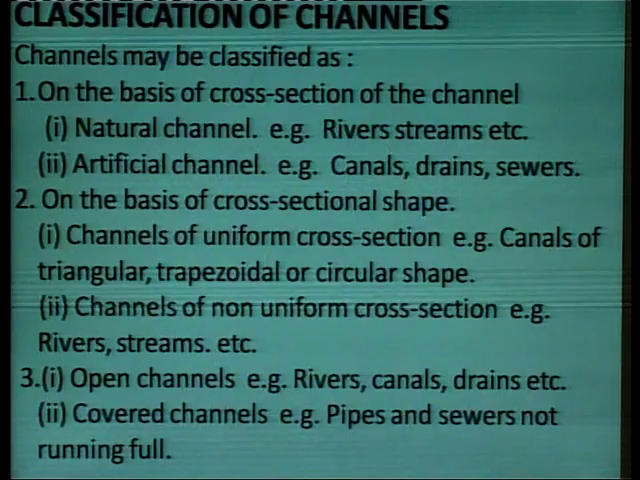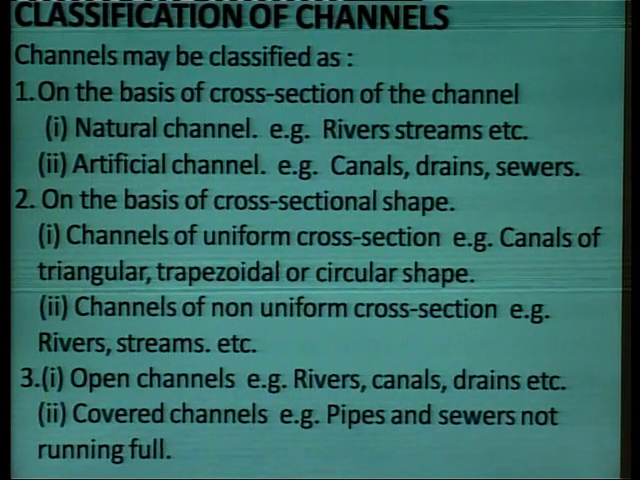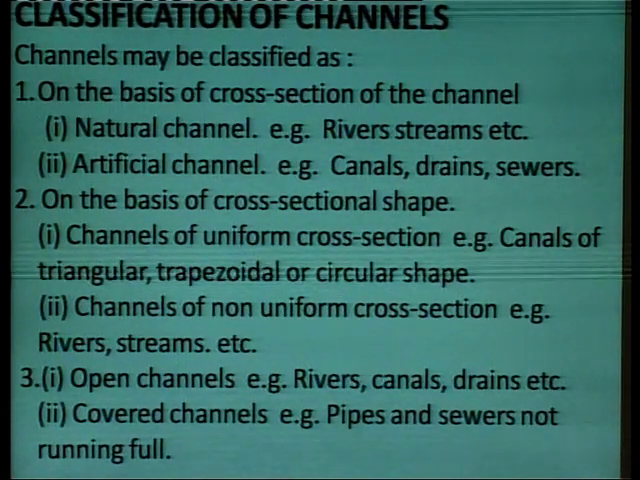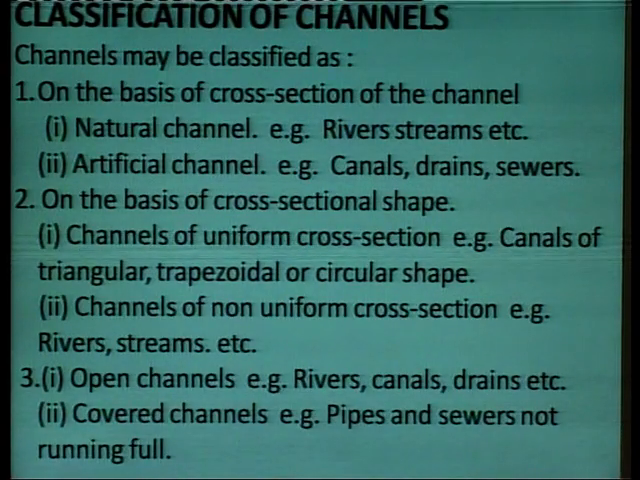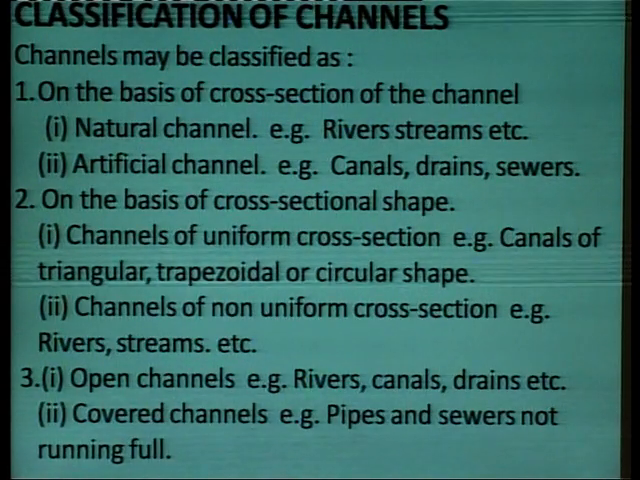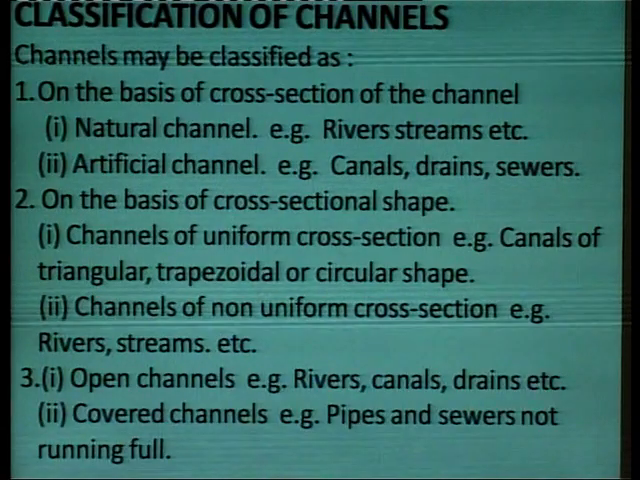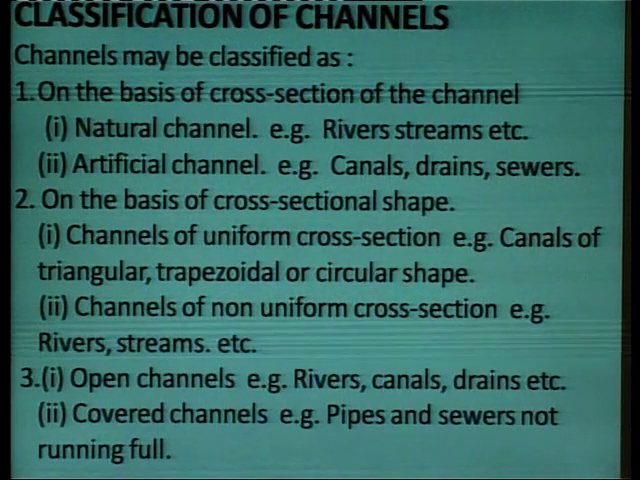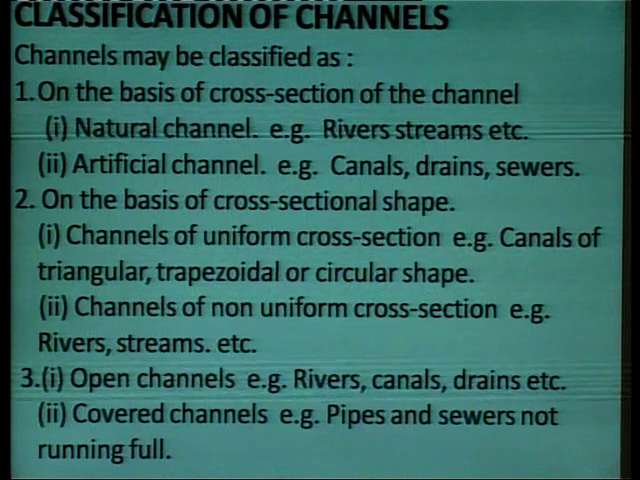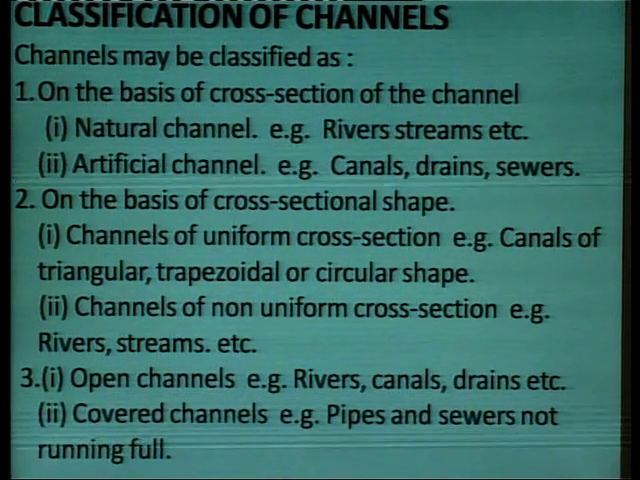The first of this type is natural channels. Examples are rivers, streams etc. The second one of this is the artificial channels, examples are canals, drains and sewers. The second one is on the basis of cross sectional shape.